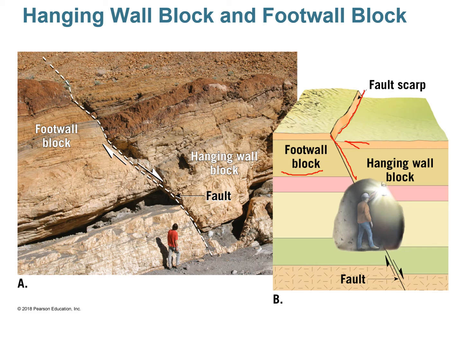You said normal? Then you are correct. Yes, it's a normal fault. The hanging wall moves down. Okay, you can see these layers, how there's displacement. This pink layer used to be aligned with this pink layer, but because of the movement, they're no longer aligned.